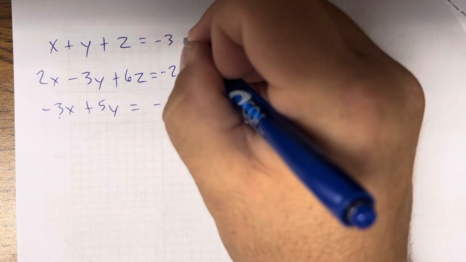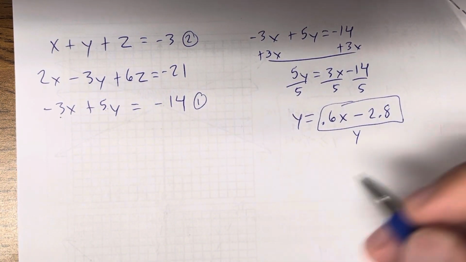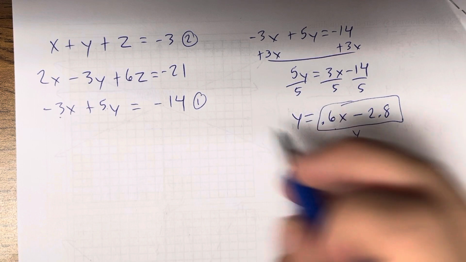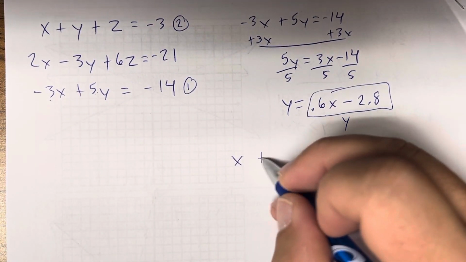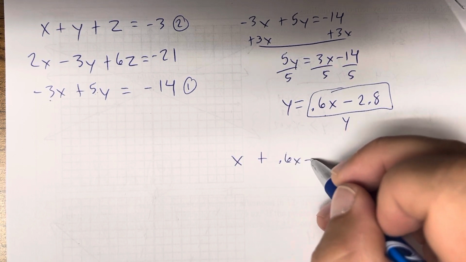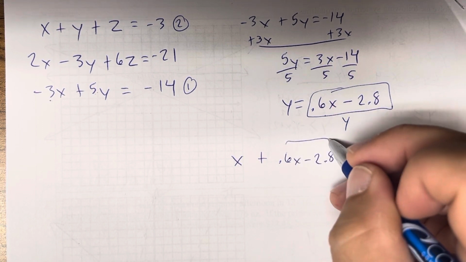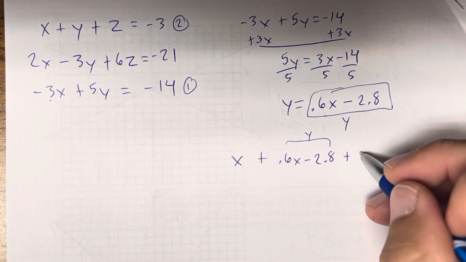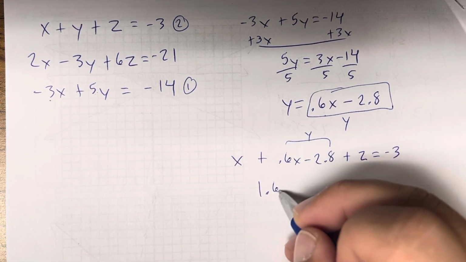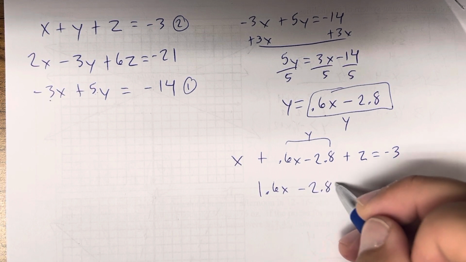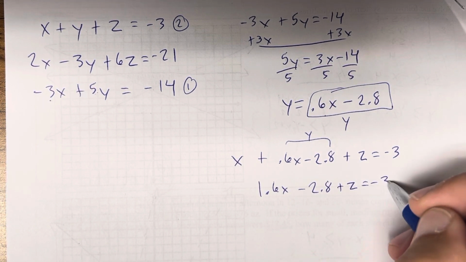Now I'm going to do the top equation for my second one, and I'm going to plug this in for the y. So I don't want any more y's. And so we're going to have x plus 0.6x minus 2.8, that's my y right there, plus z equals negative 3. And so this becomes 1.6x minus 2.8 plus z is equal to negative 3.